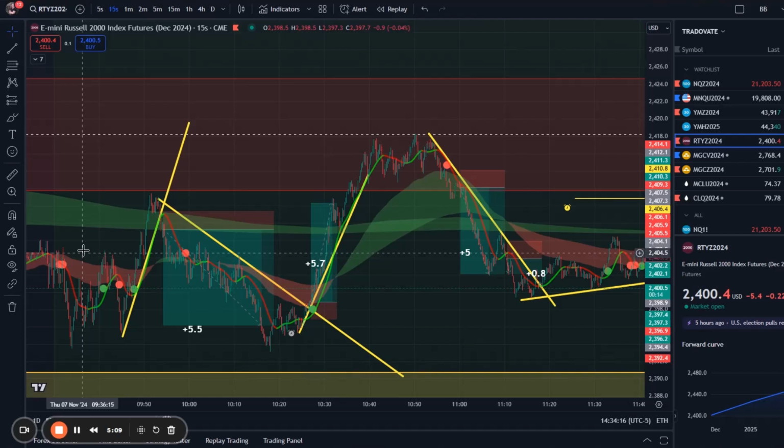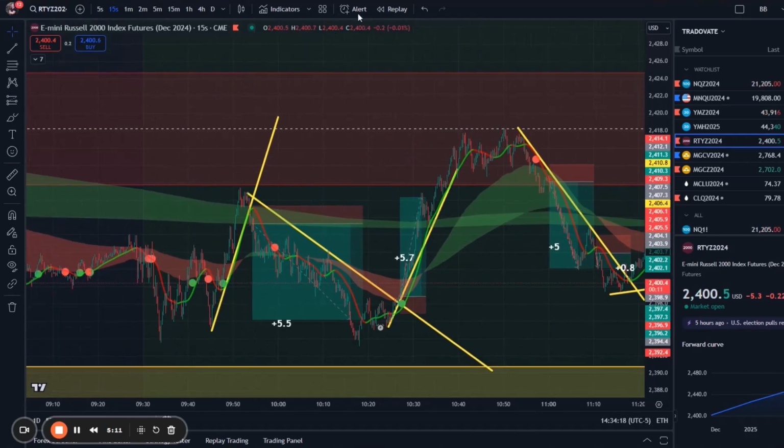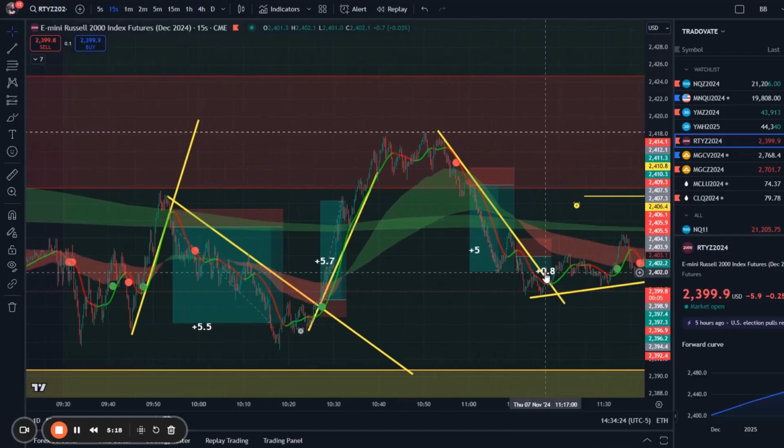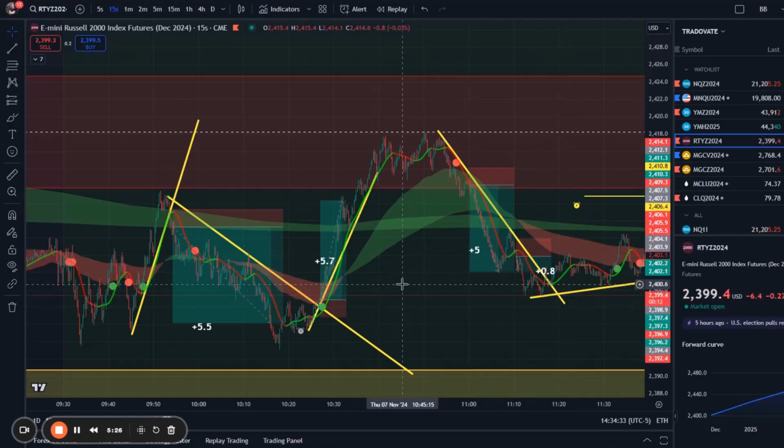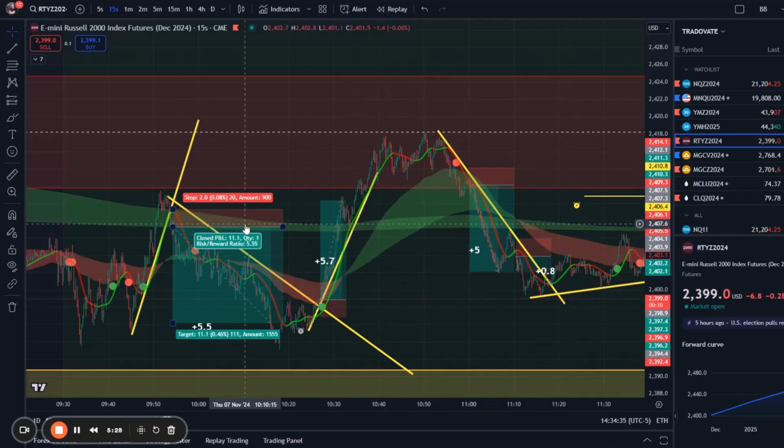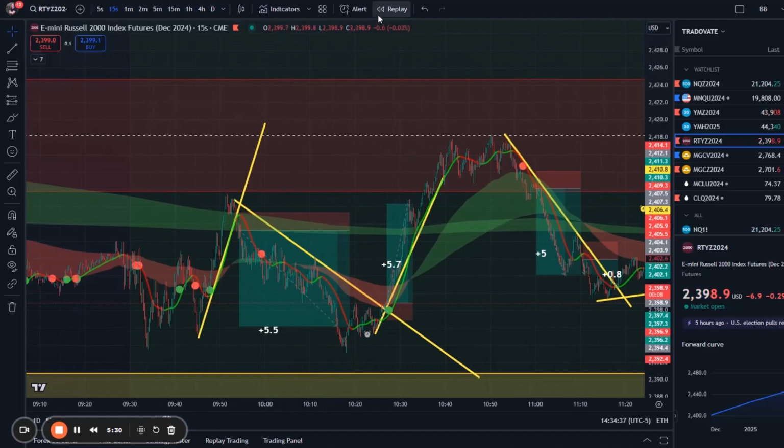Cool. So here we are. I'm going to just go back and click on replay for today's. And you can see here I got a plus 5.5, plus 5.7, another plus 5. This one was only a 0.8 because I got stopped out. I had moved my stop loss right here above where this little pullback was. But long story short, I'm going to share with you exactly what this is and the whole thought process behind it.